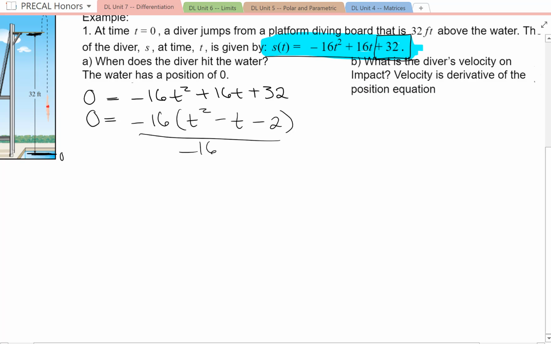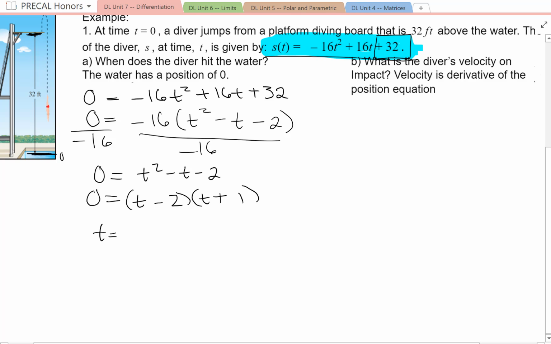We'll divide both sides by -16. You don't have to, but it just makes it so I don't have to worry about that coefficient. And now we'll factor. You could have 2 and 1, and it's -2 and +1. So the time could be +2 seconds, or the time could be -1 second. What do you think makes more sense when the diver hits the water? After they've jumped, are they going to hit the water in -1 second or 2 seconds? Well, that's pretty obvious. So they're going to hit the water in 2 seconds.